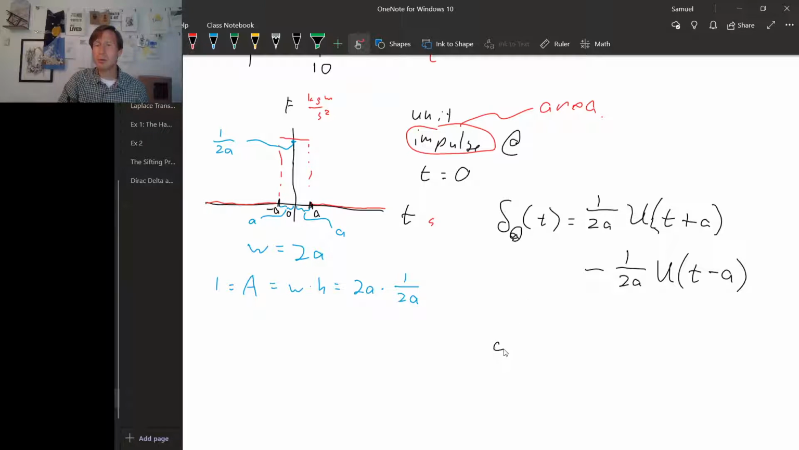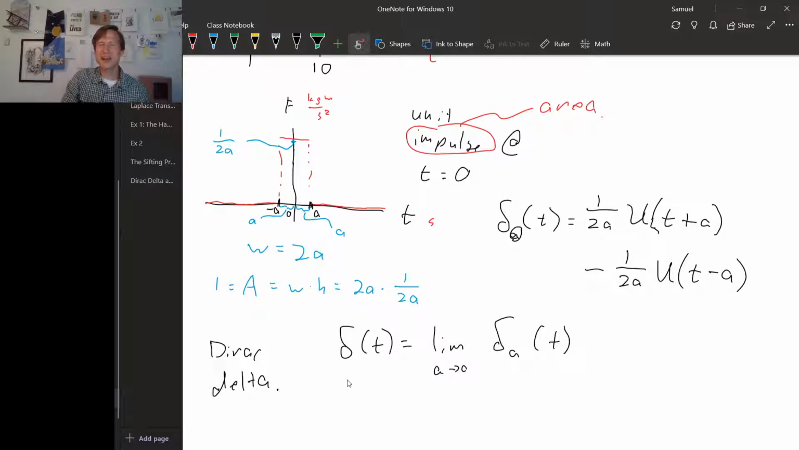So ultimately what we're going to do is take this function delta sub a, and we're going to take a limit as a goes to 0. And we're going to call the resulting thing delta. Okay, so this delta is called the Dirac delta.